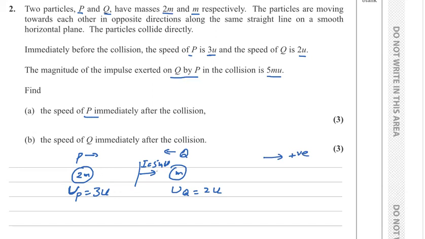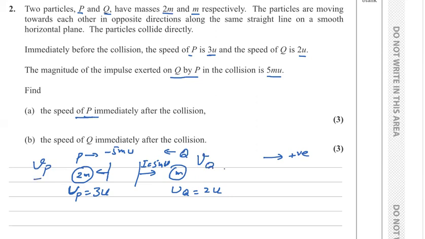If P exerts an impulse on Q, then as a reaction, Q will also exert an impulse on P, which will be equal in magnitude but opposite in direction. So the impulse on P by Q will be minus 5mu. We have to find the speed of P immediately after the collision. Let's suppose the final speed of P after striking is Vp, and the speed of Q after collision is Vq. So we have to find Vp.